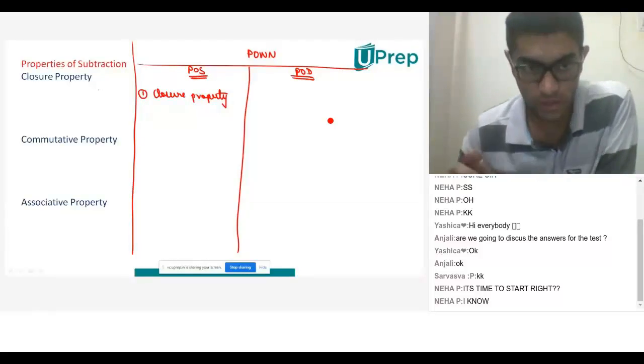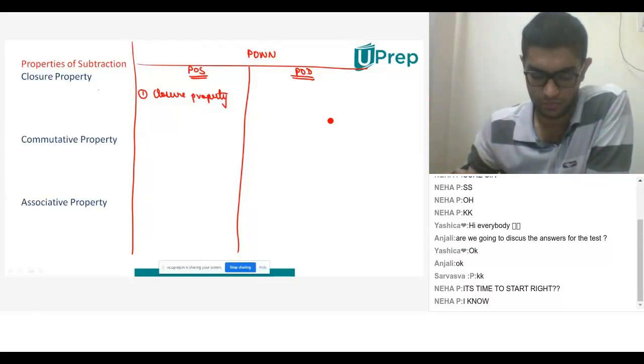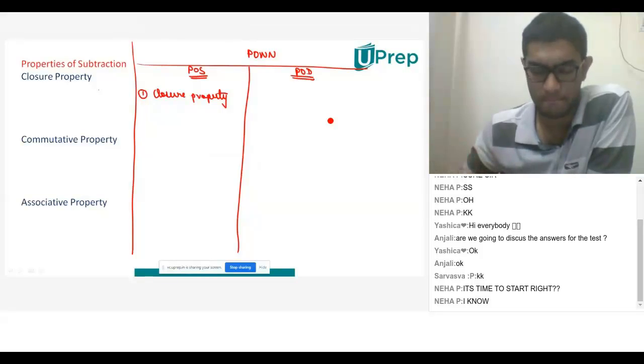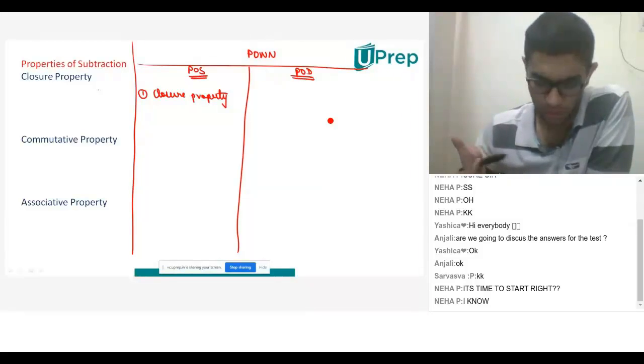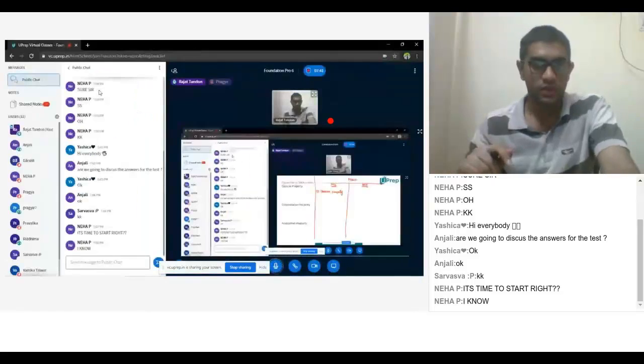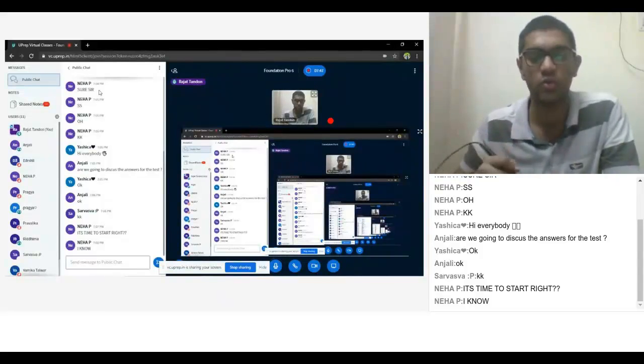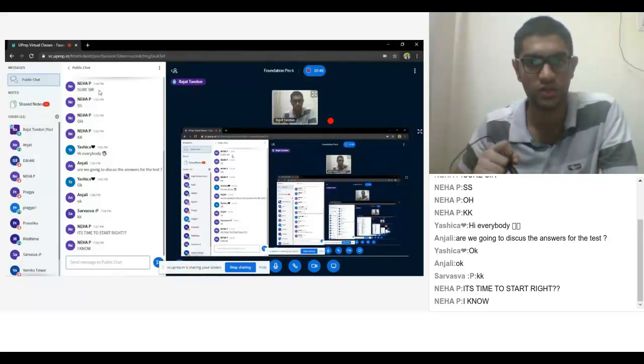Can I speak? Yeah. Closure property is when two whole numbers are subtracted from each other, and the answer is also a whole number. Okay, that's what you and Vamika said. Anyone with any other answers? Neha, do you have an answer? You remember the closure property of addition. Now I'm asking you the closure property of subtraction. How is it related? Okay, Saraswati is typing. Let's see what she has to say.